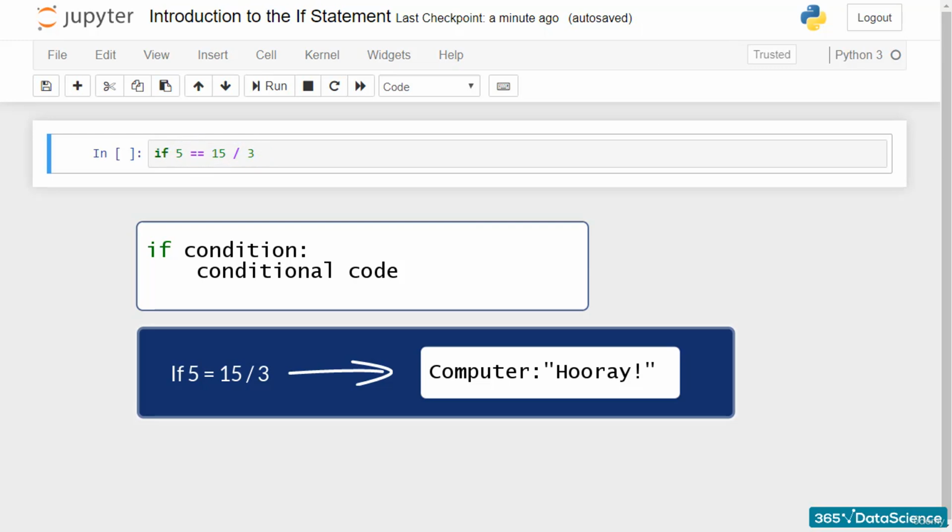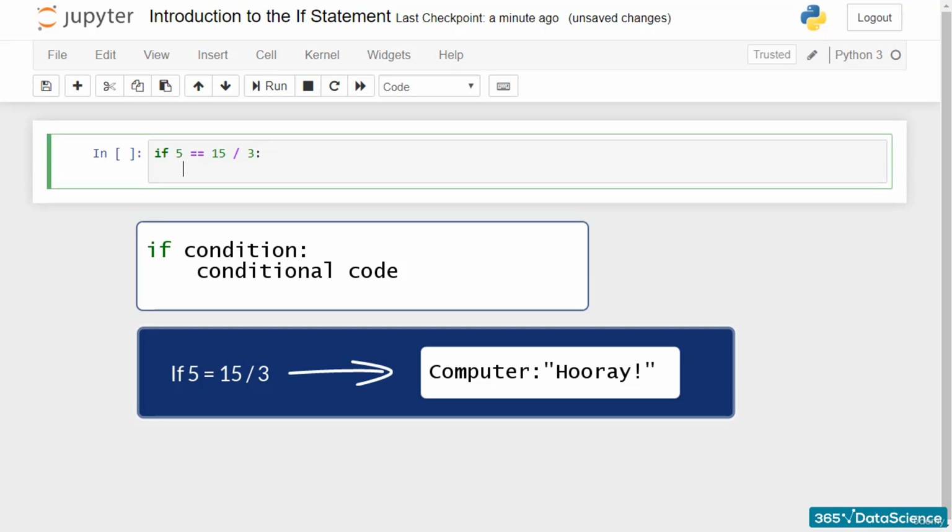Good. Now, it is crucial to place a colon. The colon will tell the computer what to do if the condition we just wrote has been satisfied. For achieving good legibility, we advise you to write the print statement on a new line. Please remember, it should be indented. Otherwise, you will run into an error. All right.